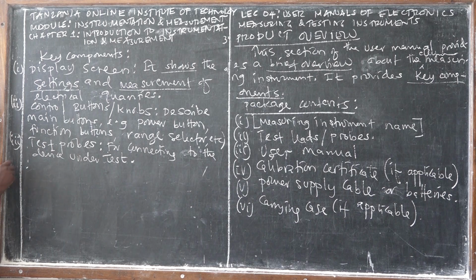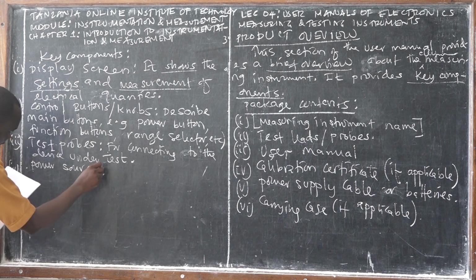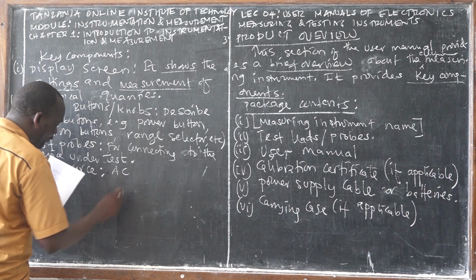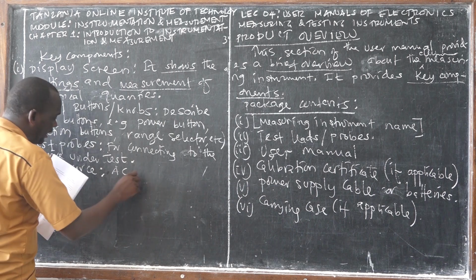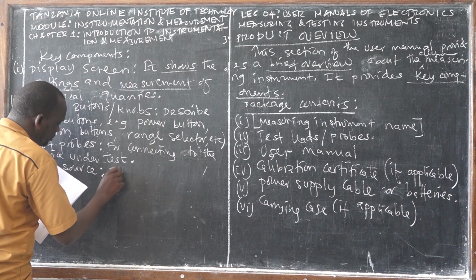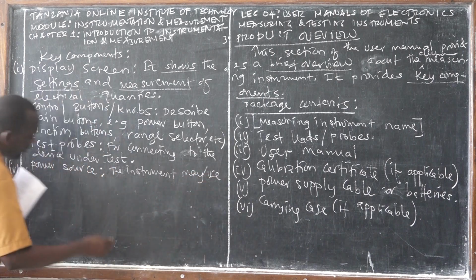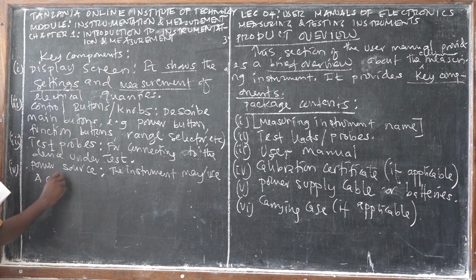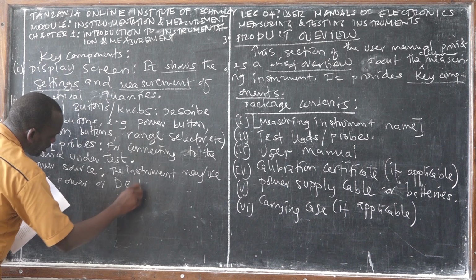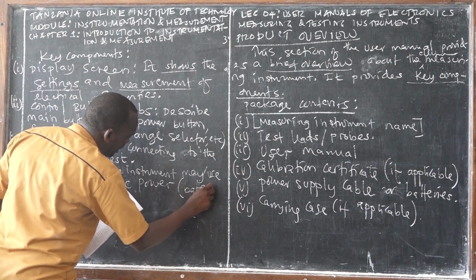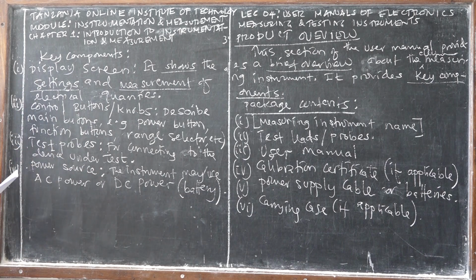Then the fourth key component is the power source. That is still product overview. For the power source, the manufacturer has to say whether the particular measuring instrument uses AC power or DC power. Whenever we talk about DC power for an electronics measuring instrument, we mean it may use a single battery or more than one battery. Are we together?